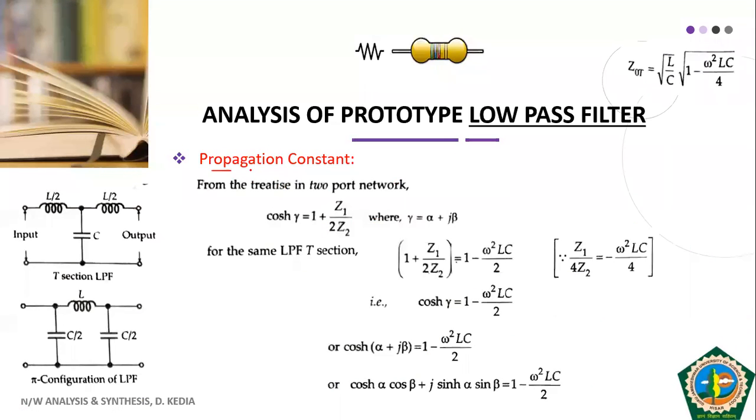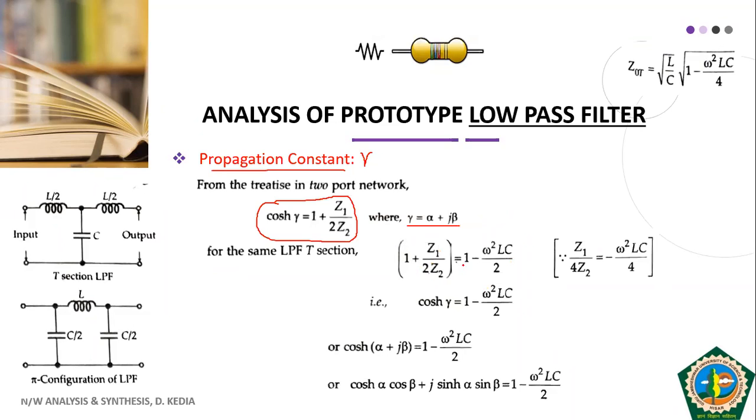Now we will find out propagation constant, that is your gamma. Okay, this expression I have already told you that cos hyperbolic gamma is equal to 1 plus Z1 by 2 Z2, where gamma is alpha plus j beta. Now in this prototype low pass filter, we have to simply substitute the value of Z1 and Z2 for our T section or pi section. So that's what we have done.